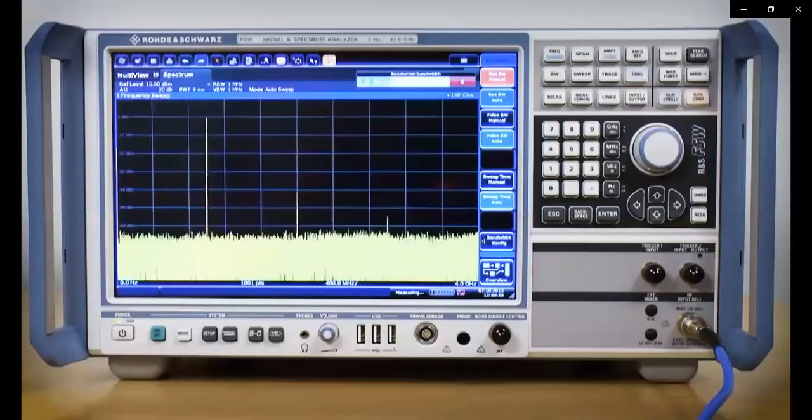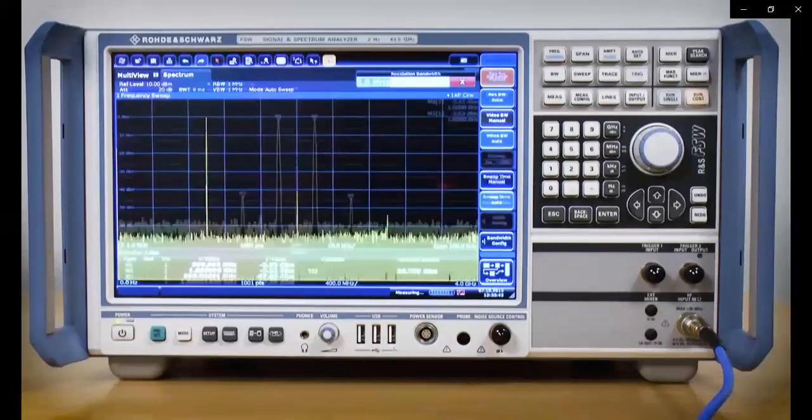Although analyzer performance levels these days are very good, it is still possible for the input to become overloaded. When this occurs, spurious signals can be generated within the unit itself. This can be an issue because it may not be obvious whether these signals are generated by the item under test or within the analyzer. It's easy to check this.